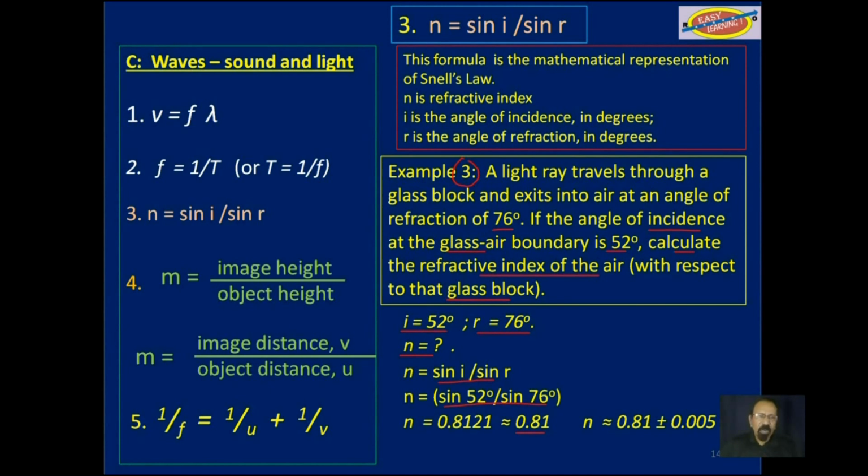Now anytime you get a refractive index less than 1, that means that a ray is traveling from a dense to a less dense medium. Conversely, if you get a refractive index greater than 1, it means the light is traveling from a less dense medium like air into a denser medium like glass.